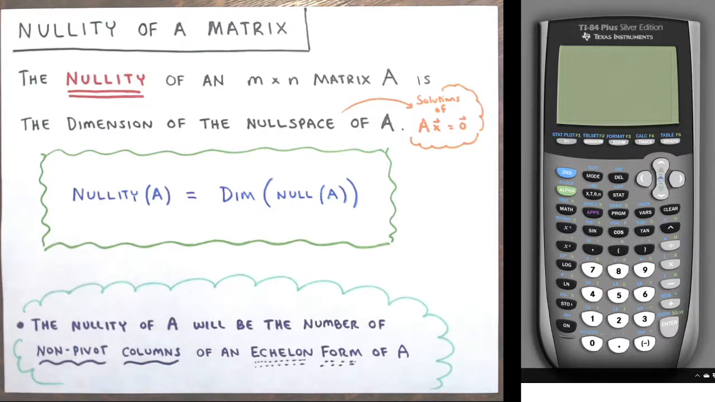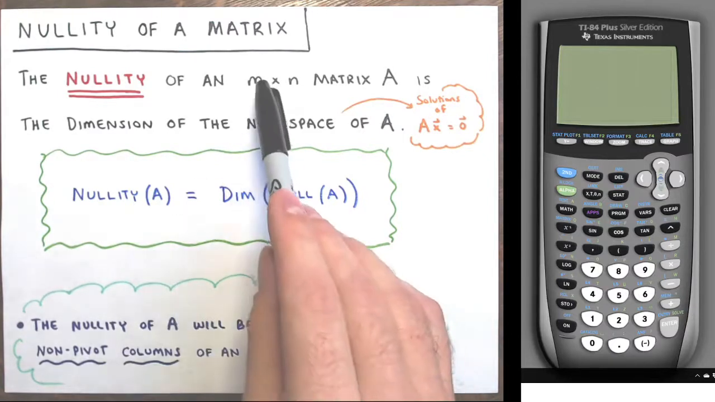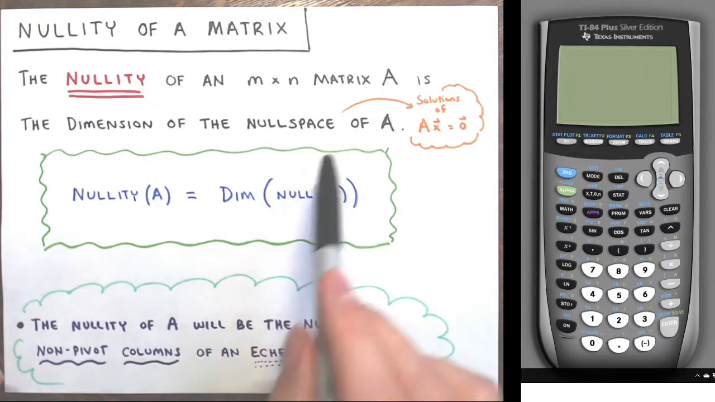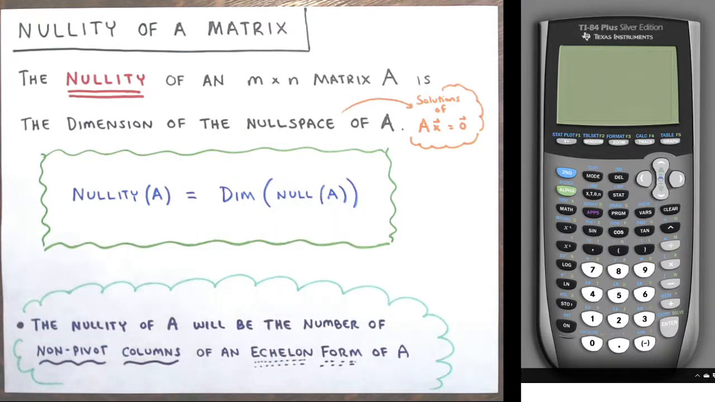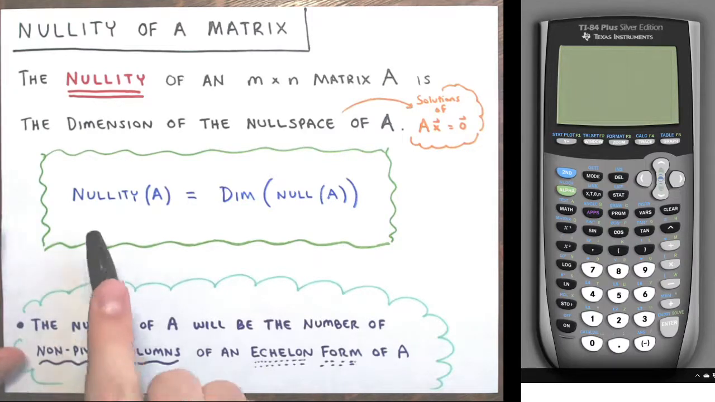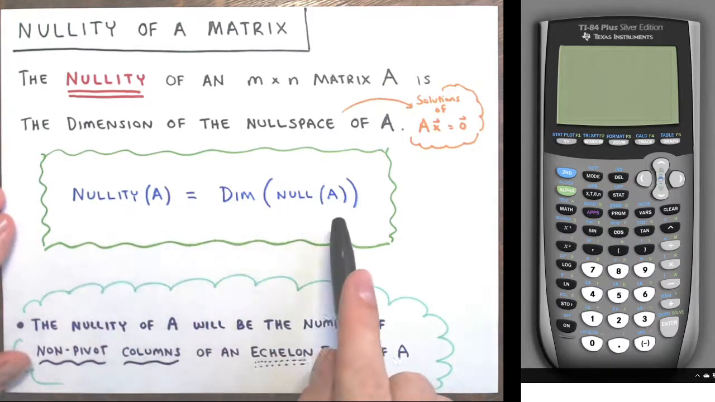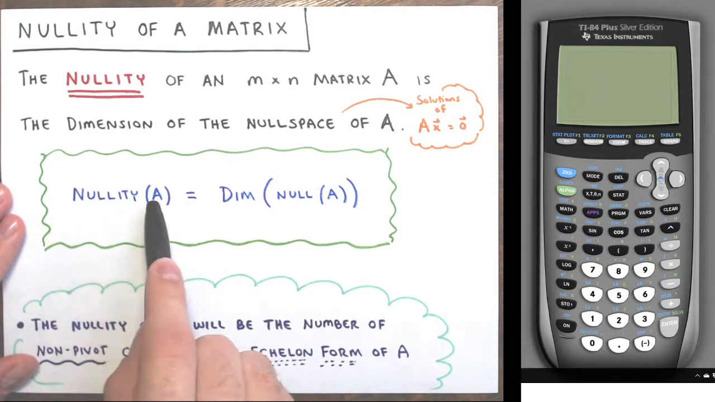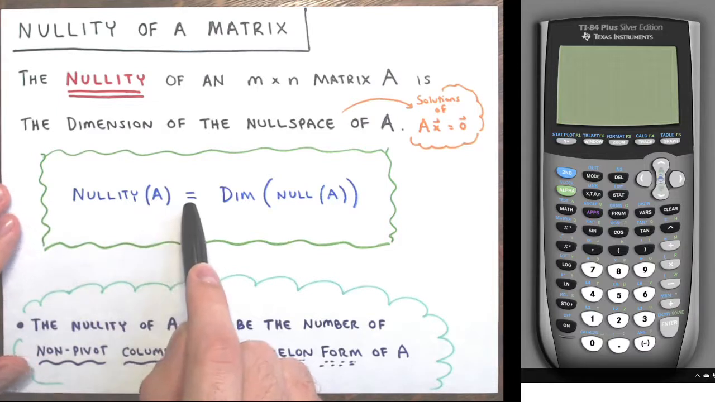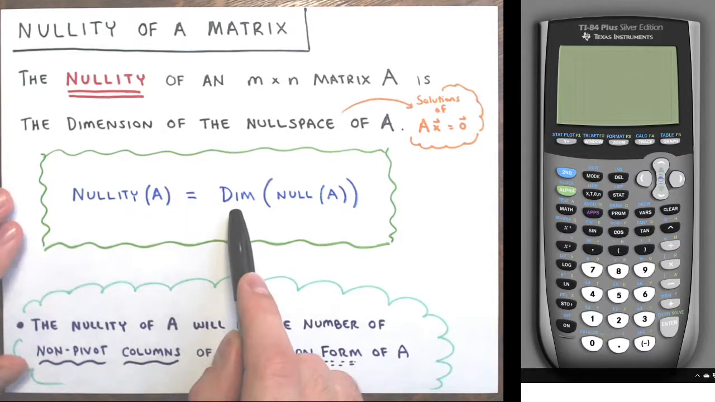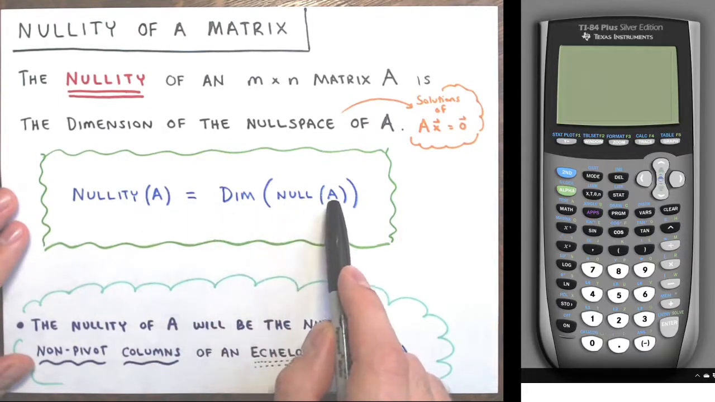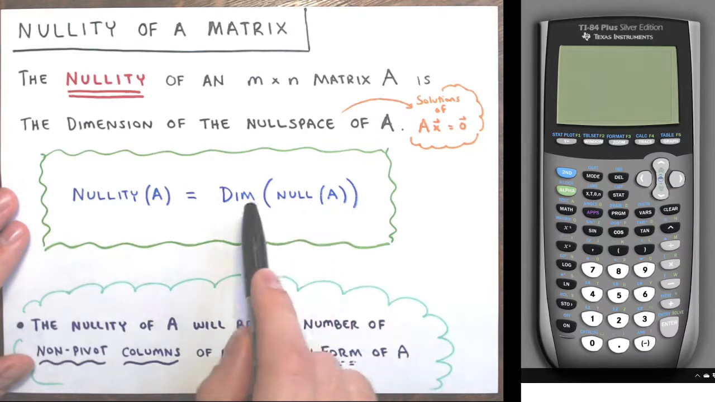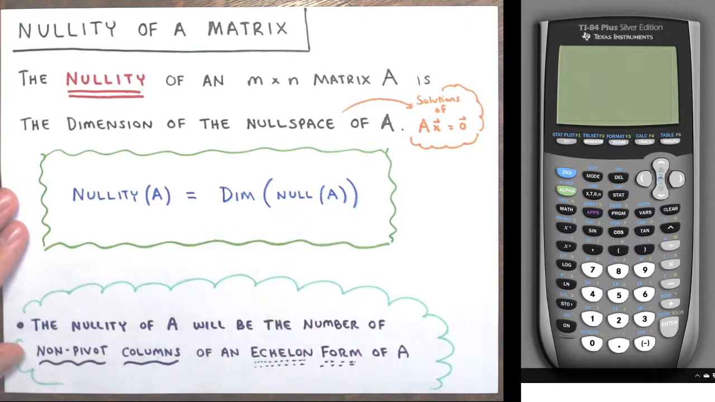It was a vector space on its own, and also a subspace of Rn. If we're talking about an m by n matrix, the null space was a subspace of Euclidean space Rn. I've written that out in a little equation with some symbolism here. The nullity of matrix A is equal to the dimension of the null space of A, the dim of null of A.